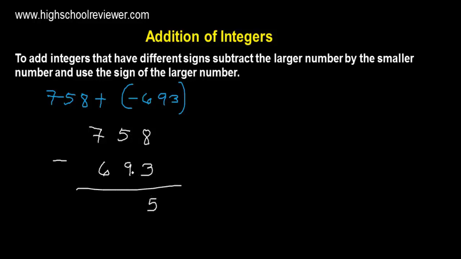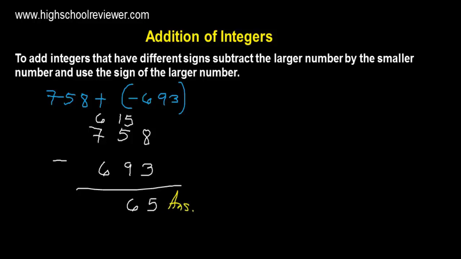5 minus 9, this cannot be. We have to borrow 1 from 7. 5 will become 15. And 7 will become 6. 15 minus 9, that is equal to 6. 6 minus 6 is 0. And what is the sign of the larger number? Positive. Therefore, positive 65 is our answer here.